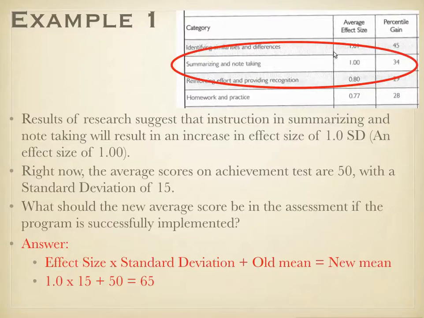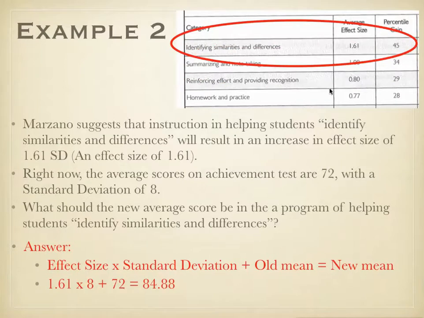So the effect size is 1. Standard deviation is 15. So what percentage of that standard deviation would be experienced as an increase? Well, all of it, because the effect size is 1, same as a percentage of 100%. So we just multiply these two together, add to the old score, we get 65. So you'd be able to say, if we do the strategy, if our old score was this, our new score would be that. Another example.